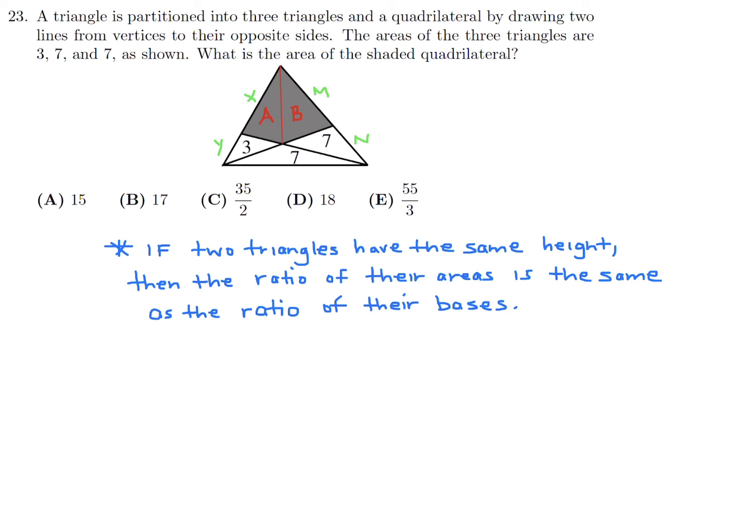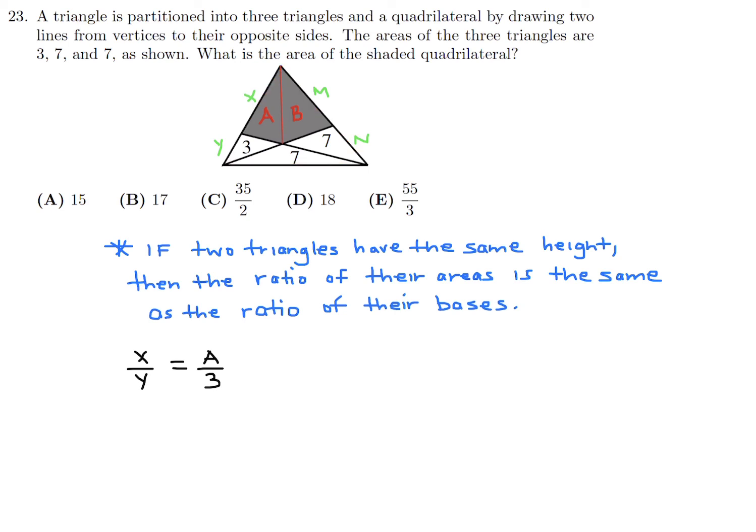So here we go. First, let's concentrate on this side right there, the X and Y side. X over Y is the same as A over 3. Okay, entirely based on this rule right here. So that relationship is true if you're only looking at this part of the triangle. Okay? Now let's look at a bigger part of the triangle, which would be the entire triangle like this.